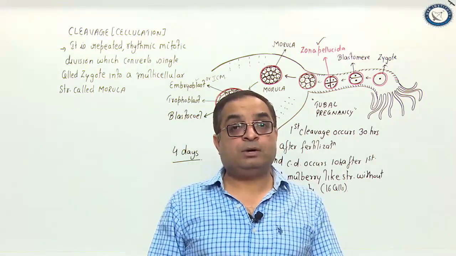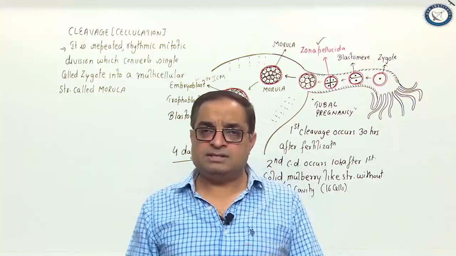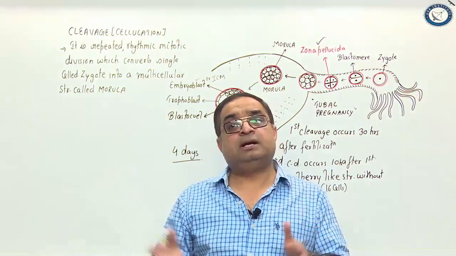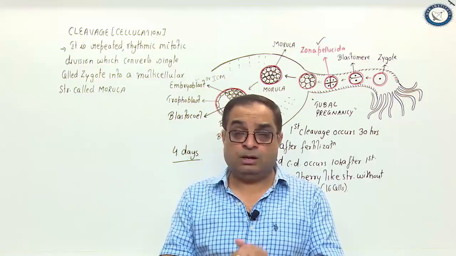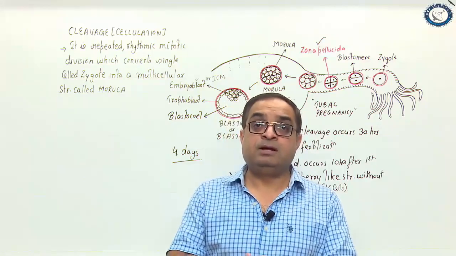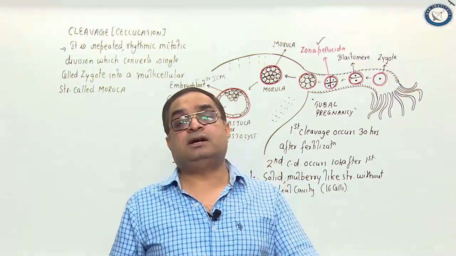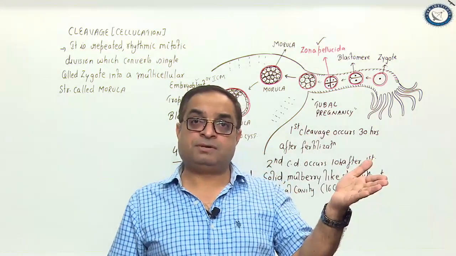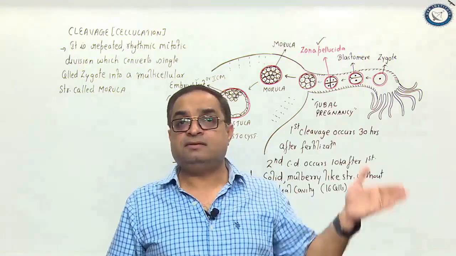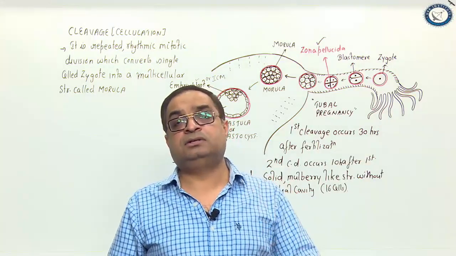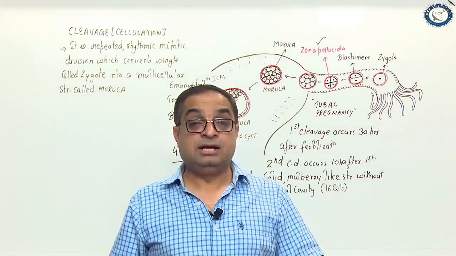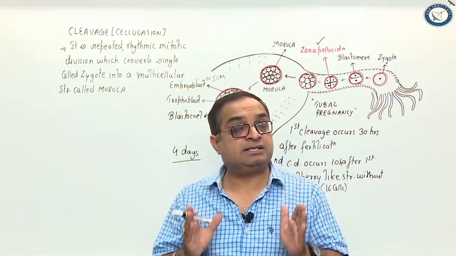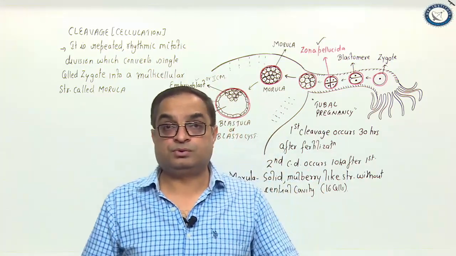So that was about cleavage. In brief, what is cleavage? The zygote will be converted into a multicellular structure called morula by the process of cleavage. The first cleavage is going to start 30 hours after fertilization, then the next will be 10 hours after the completion of the first, then the third cleavage is completed by the end of the third day with respect to fertilization. The dividing zygote is moving towards the uterus because ultimately it has to implant in the uterus.